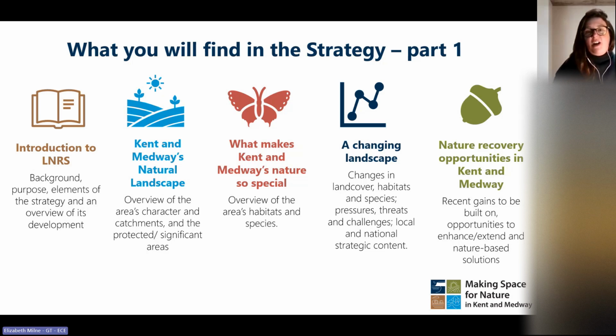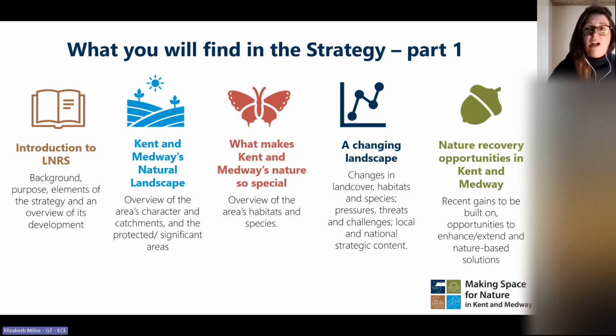So the strategy itself is presented in two documents plus the online mapping tool. The first section, part 1, sets the context and provides the justification for why we have decided on these priorities and why we have proposed the actions. And this basically tells us why Kent and Medway is so important for nature, what are the pressures and challenges that we're seeing for it, and what opportunities are presented in terms of nature recovery. I've decided not to focus on this in today's overview because I'm pretty sure that everyone knows most of that, and at the very least, it's a nice read that you can do at your own leisure.